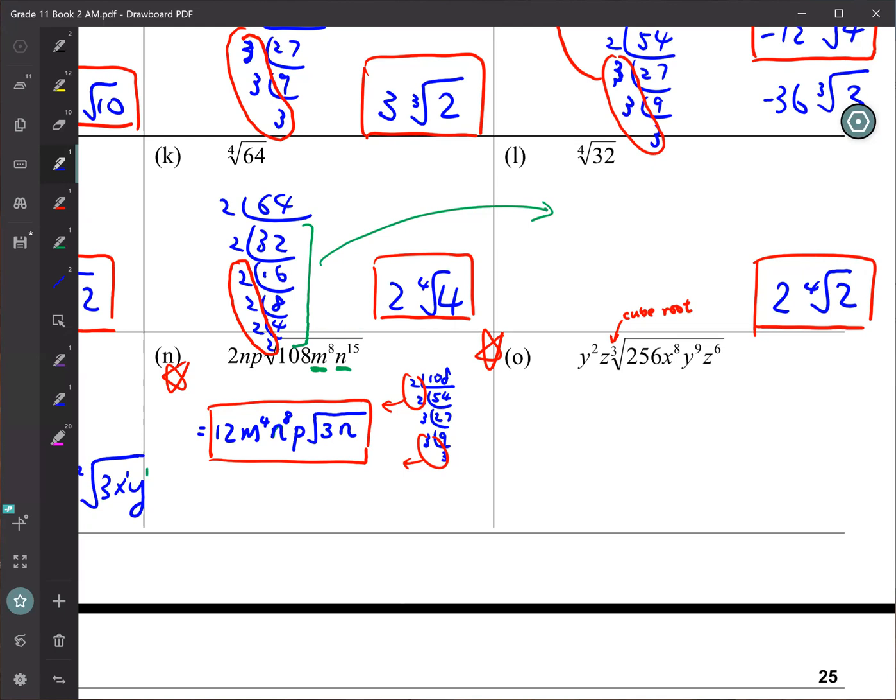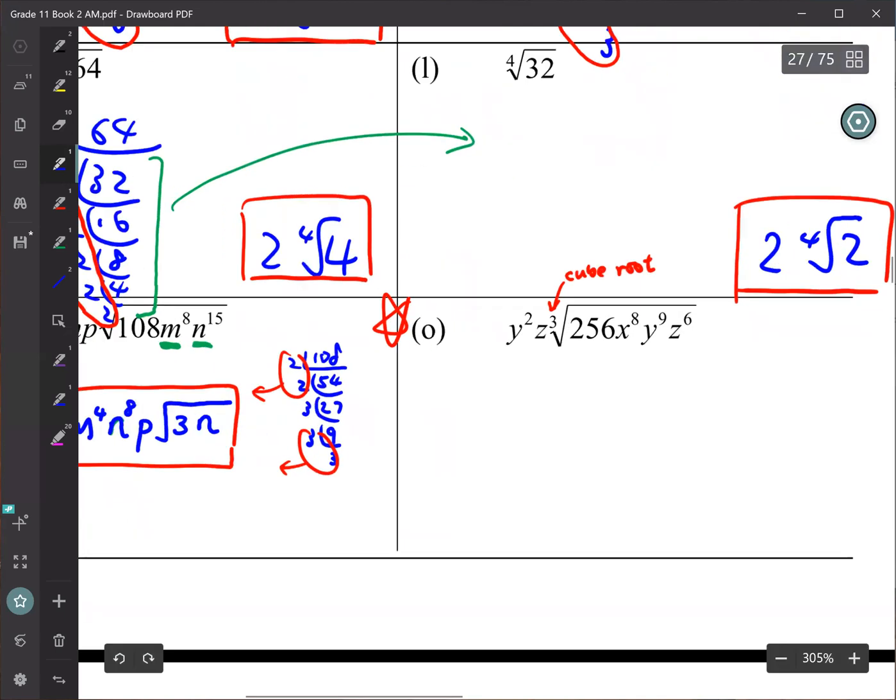Remember, this one is a cube root, okay? So you need triplets, groups of 3, to go out, okay? This is not a square root for question O.